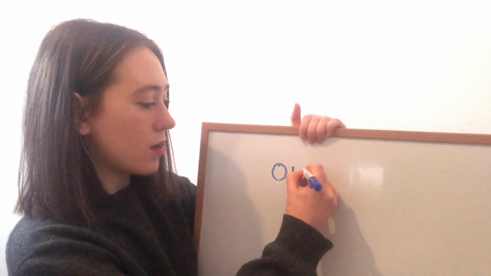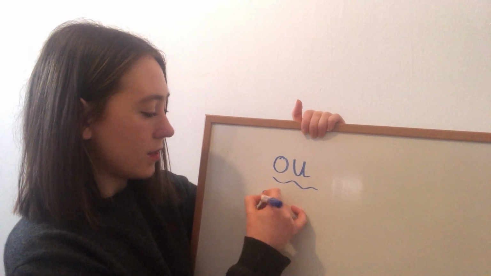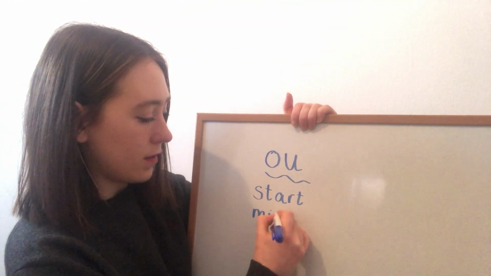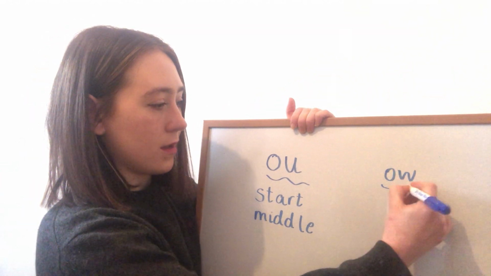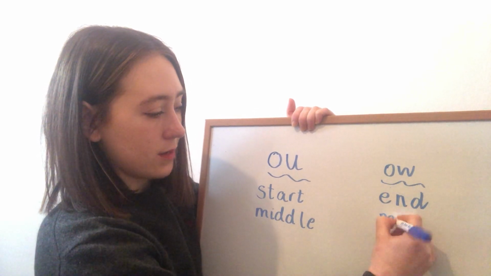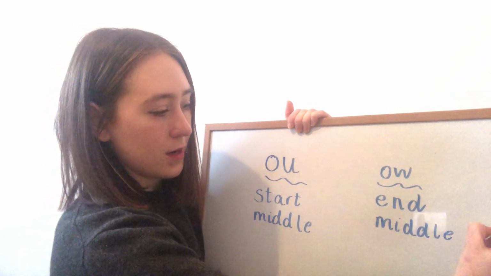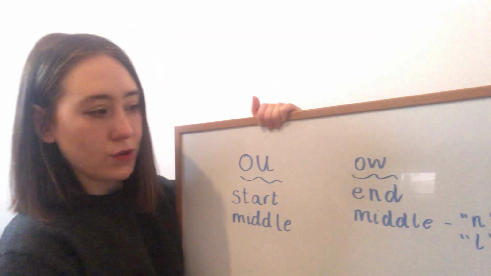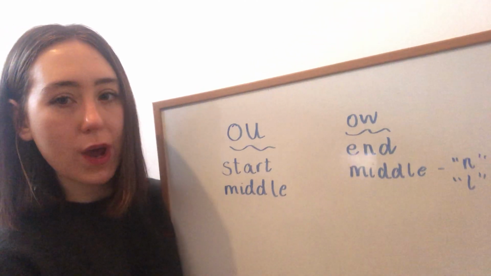So remember the rule is if it's at the start or middle, it's ou, and ow is at the end or the middle followed by an n or an l. So don't frown, wear this crown.